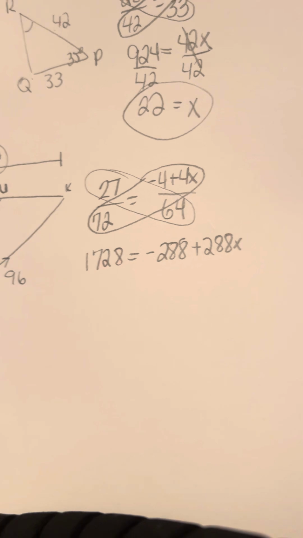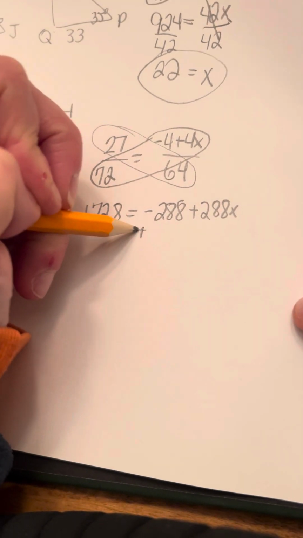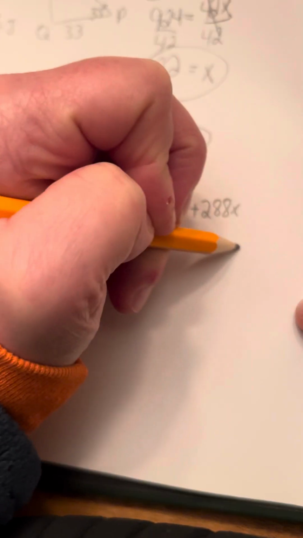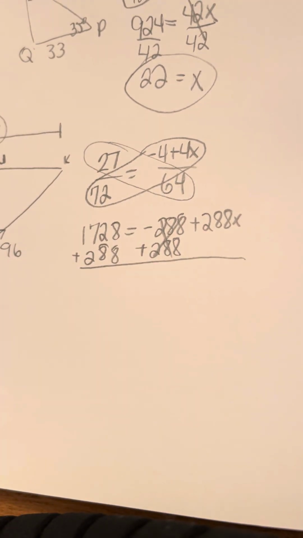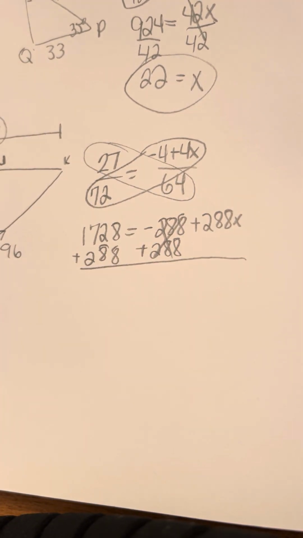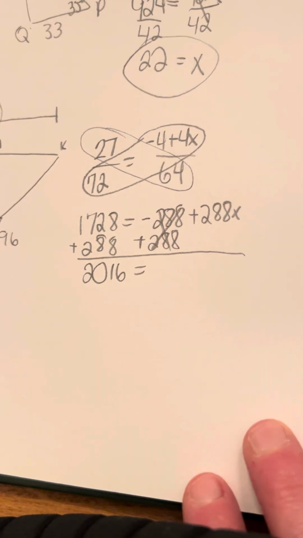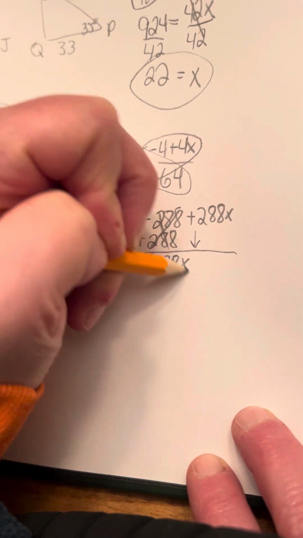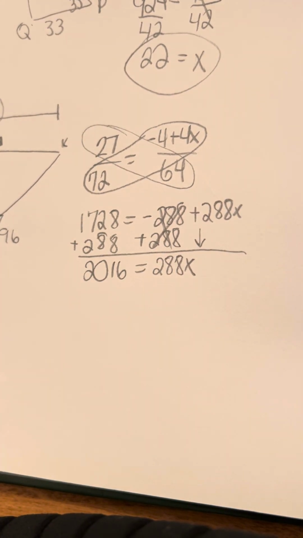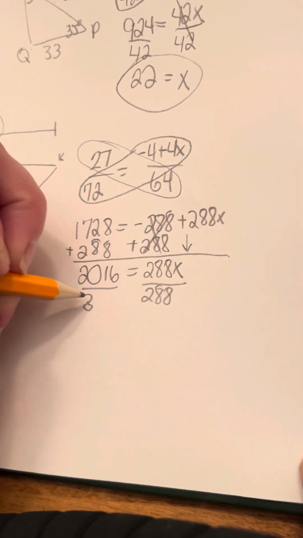So now we're going to go ahead and solve to get x by itself. The first thing I would want to do is add the 288 to both sides, so I can get that x isolated as much as I possibly can. Now that's going to cancel out. And when I do the 1728 and add that to 288, we get 2016, and that's what you're going to get on the left-hand side. Now we're going to bring that 288x down, and we want to get that x by itself. So we want to do division of 288 on both sides.